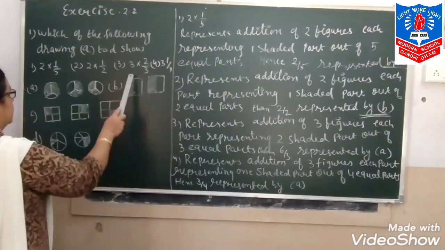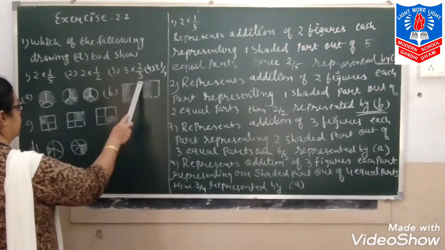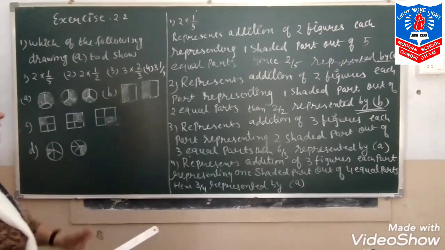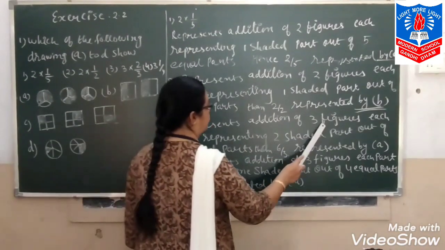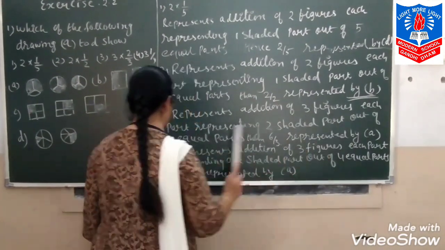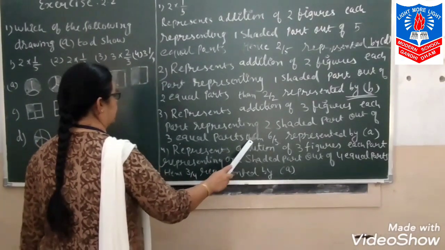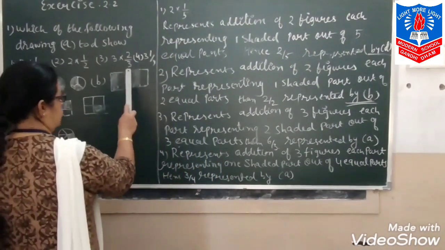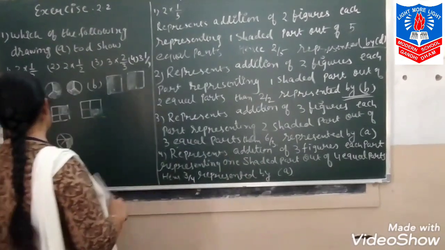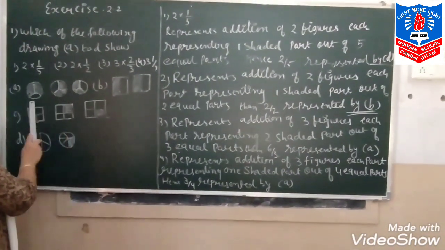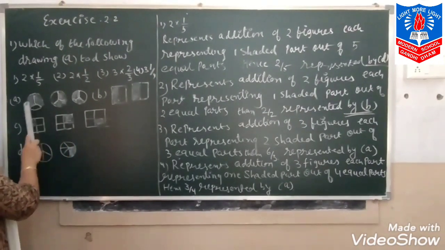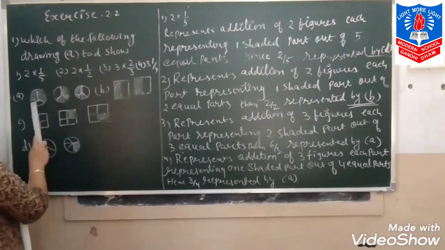Third one. 3 multiplied by 2 by 3 represents addition of 3 figures. Each part represents 2 shaded parts out of 3 equal parts. It means 2 threes are 6 upon 3. 6 by 3 is represented by figure A. See, here is our figure A. 3 figures. 2 parts shaded out of 3 parts. So our answer is A.